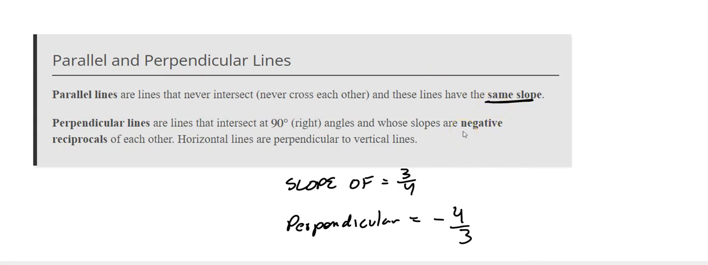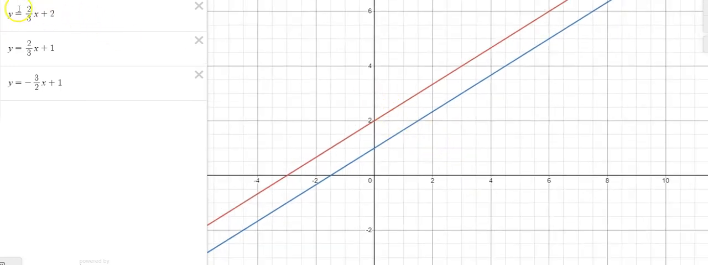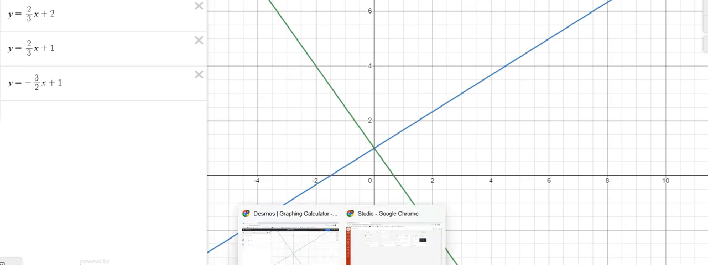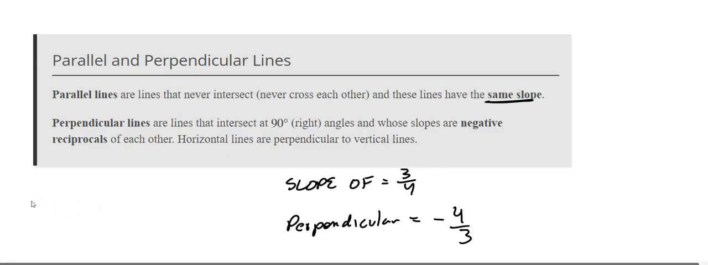So parallel, same slope. I'll show you here on Desmos. Notice that I'm using 2/3 for a slope here. I have one equation, 2/3 x plus 1. This is this one here. 2/3 x plus 2, same slope. Notice they're parallel to each other. Okay, let's turn one of them off here. And this one right here, if you'll notice, it has a negative 3/2. It's the negative reciprocal. It's perpendicular, it's shooting straight up. So, that kind of graphically shows you how that works. Okay. Moving on, we will go ahead and get started back on some Hawks certifies.